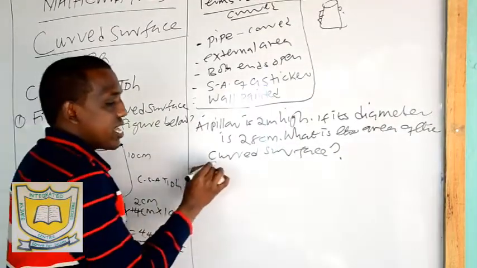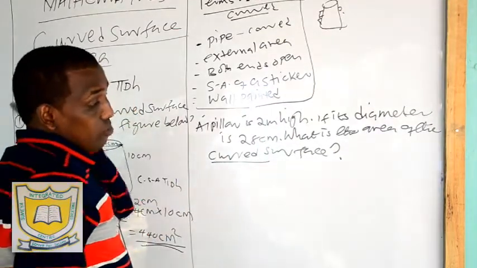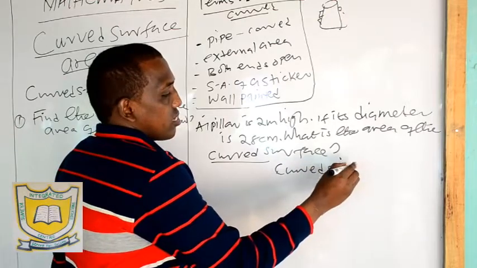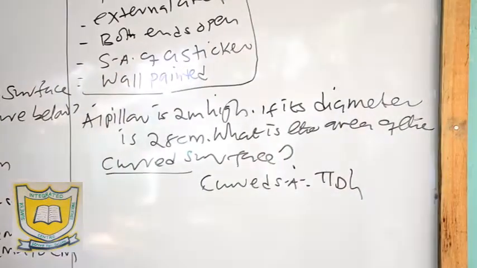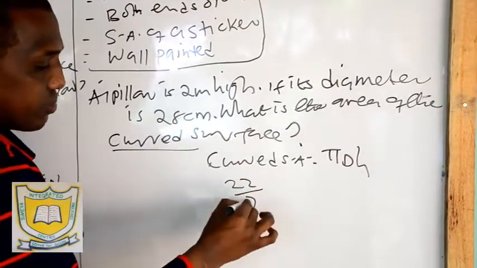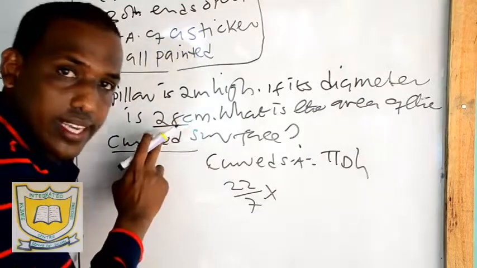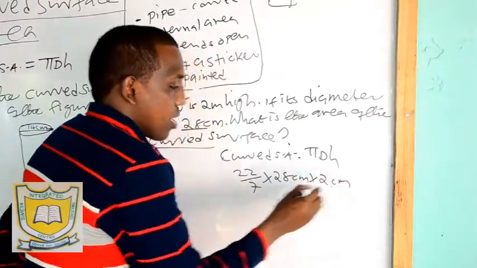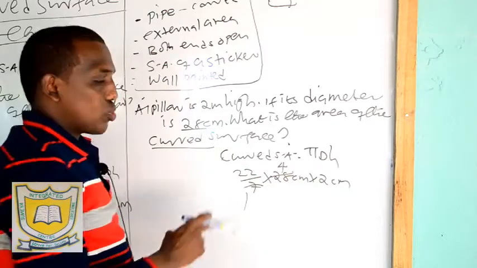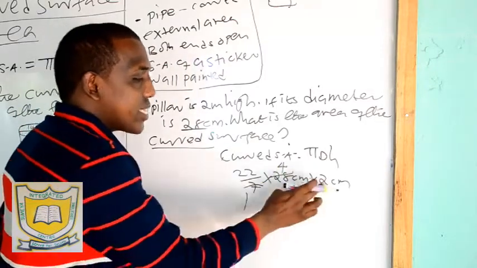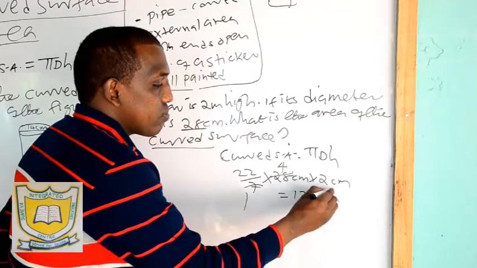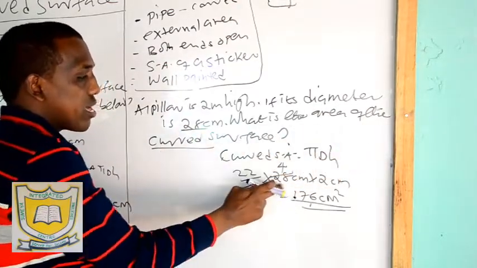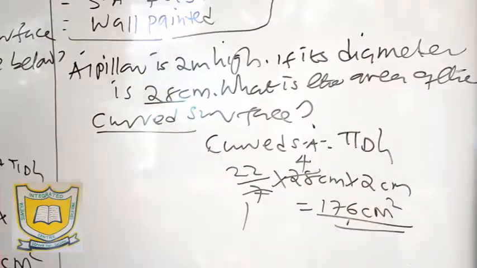How do you get the area of the curved surface? The keyword here is curved. The formula says curved surface area is equal to πdh. π is 22 over 7, times the diameter, which is 28 centimeters, times the height, which is 2. 7 into 28 is 4. So 22 times 4 is 88. 88 times 2, you get 176 centimeters squared. That is how we get the curved surface area πdh. Diameter 28, height 2. You multiply, you get 176 centimeters squared.